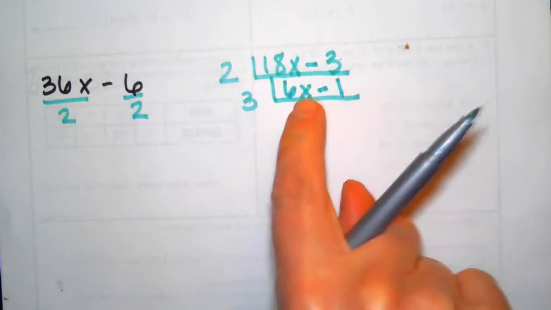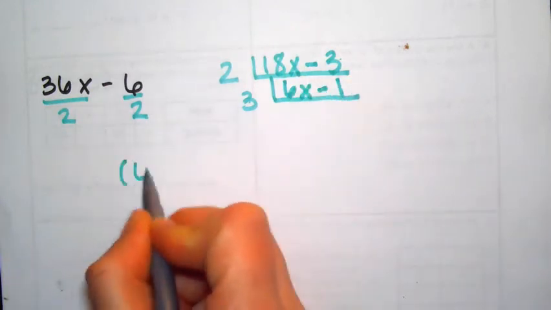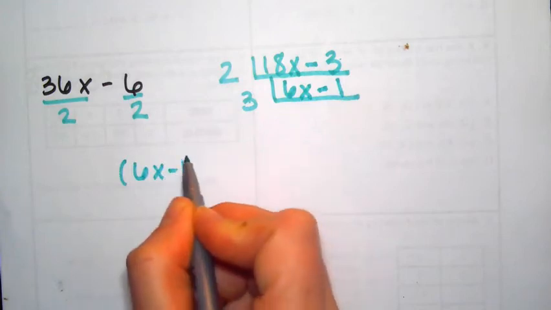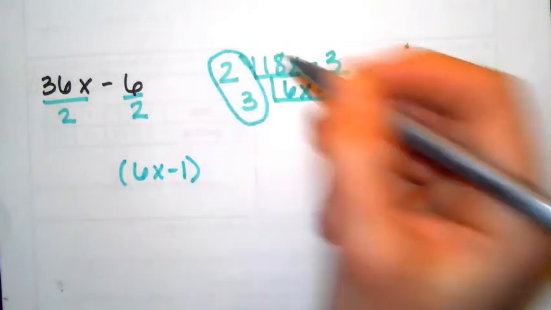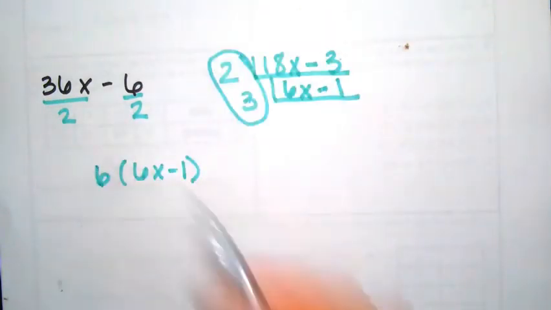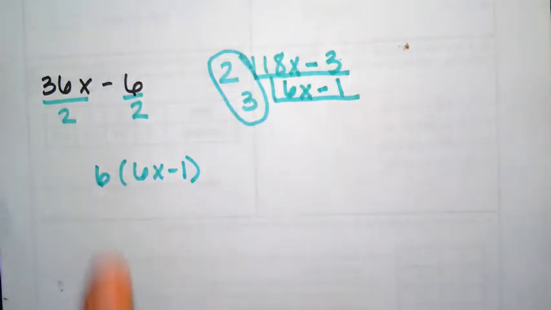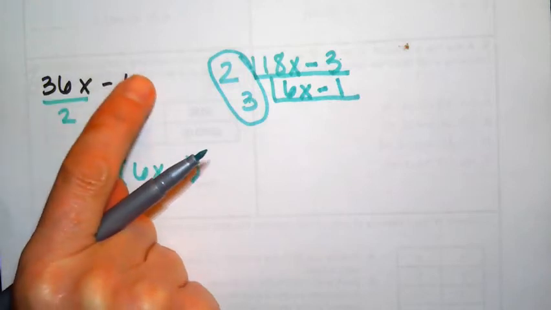Okay, the guys that left in the sled, that's what goes in your parentheses: 6x minus 1. And then whoever is left on the outside multiplies. 2 times 3 is 6. Again, remember I told you I kind of knew that 6 was the greatest common factor of 36 and 6.